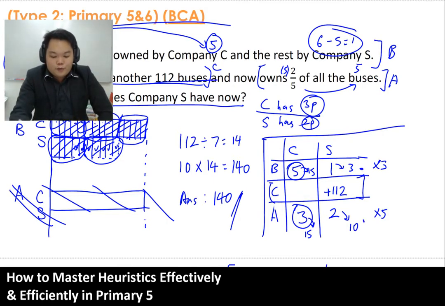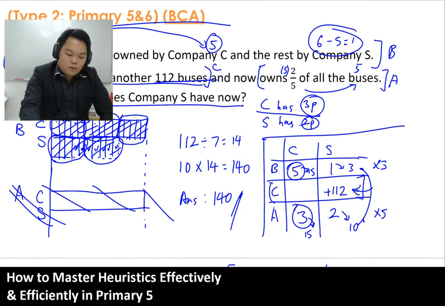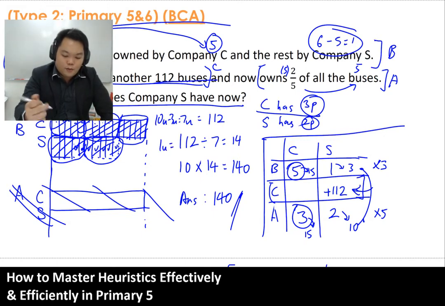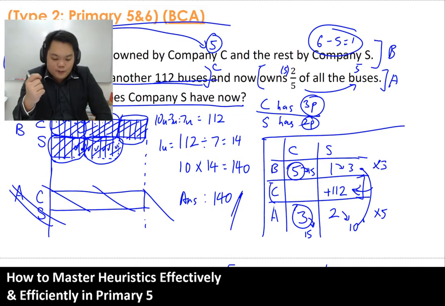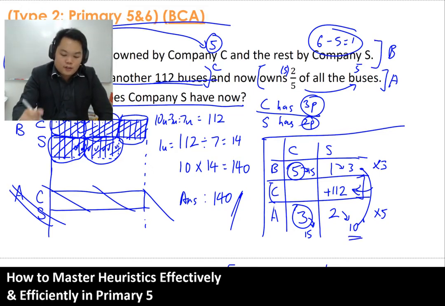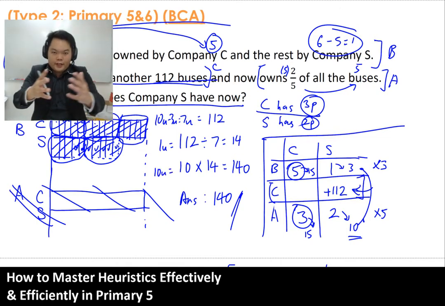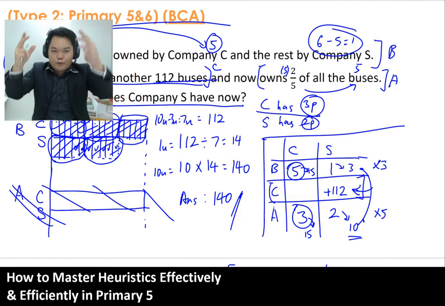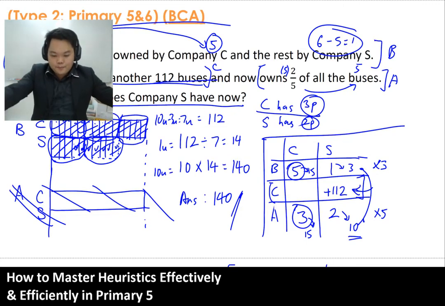We can observe that from 3 units up to 10 units, there was an increase of 112. So we say that the increase was 7 units. 7 units is 112. 10u minus 3u gives you 7 units. 1 unit will be 112 divided by 7 to give you 14. Company S now has 10 units. And that is how you relate and bridge from pictorial to abstract. Okay?